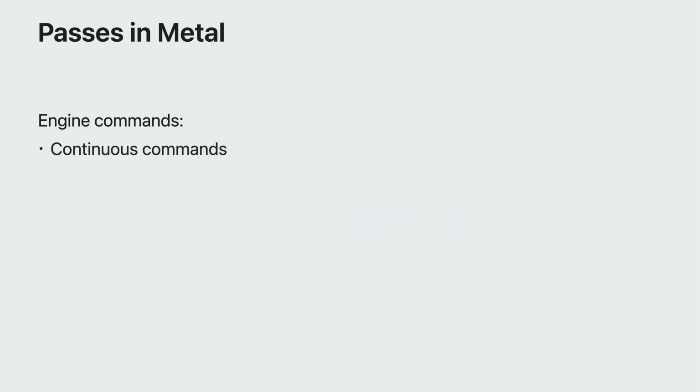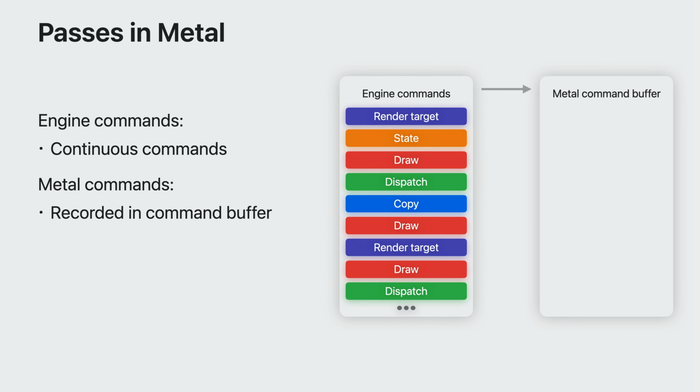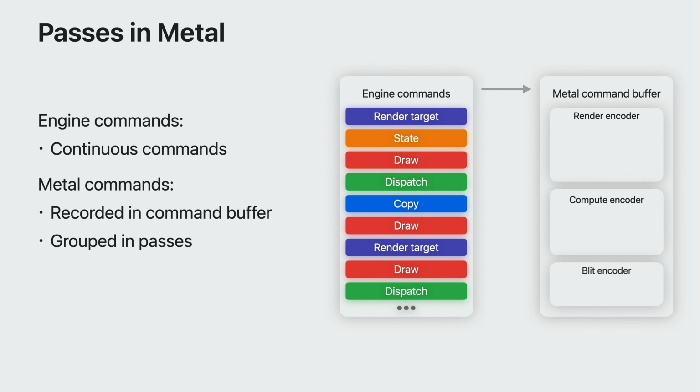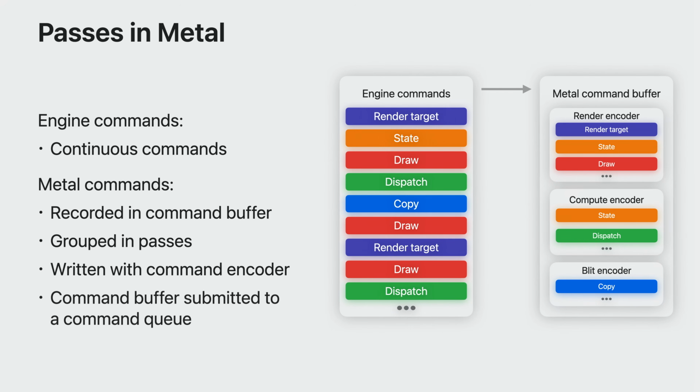Other APIs can have a continuous stream mixing GPU commands of different types, and your engine might assume this. Translating commands to Metal, you first create a command buffer. Then, depending on the type of commands, graphics, compute or blit, you group them into passes. You write the commands for each pass into the command buffer using a command encoder. At the end, when all the commands are encoded, submit the command buffer to the command queue for execution by the GPU.